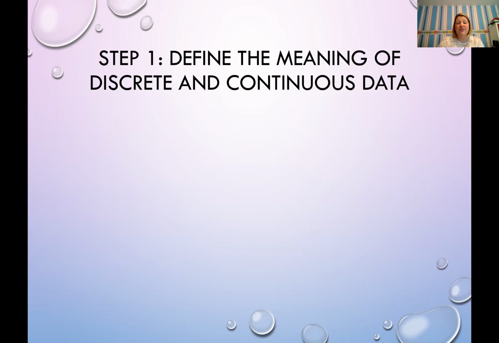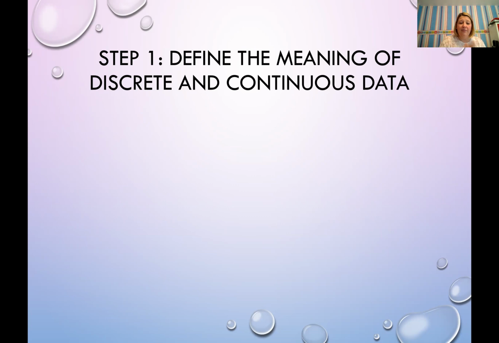So step 1 is for you to actually write the definitions of discrete and continuous data in your books. You need to use what we've just done together, but I would really like to see if you can write it in your own words. Can you recall that knowledge?